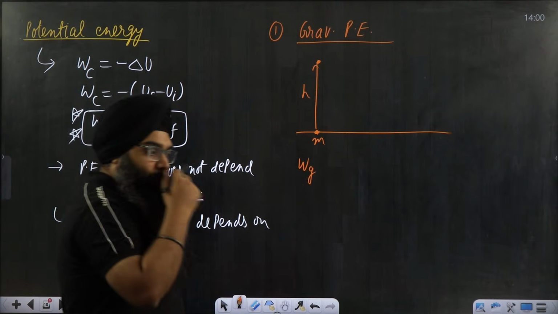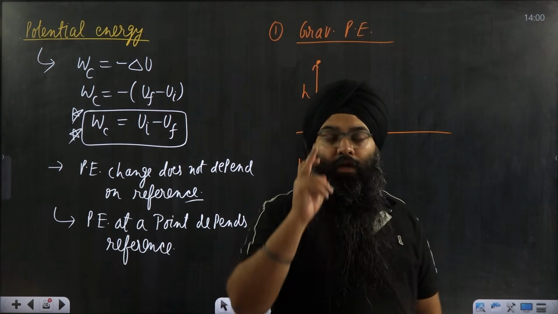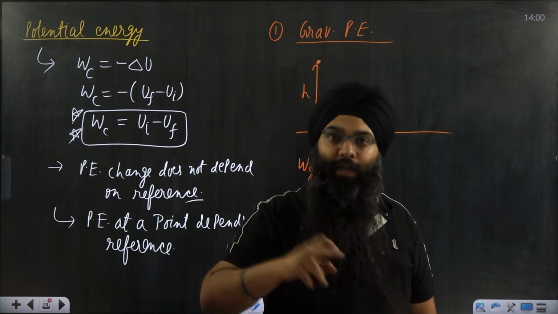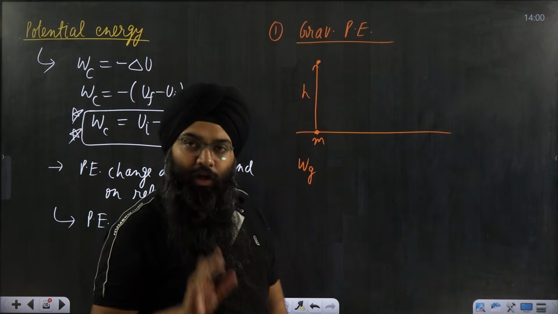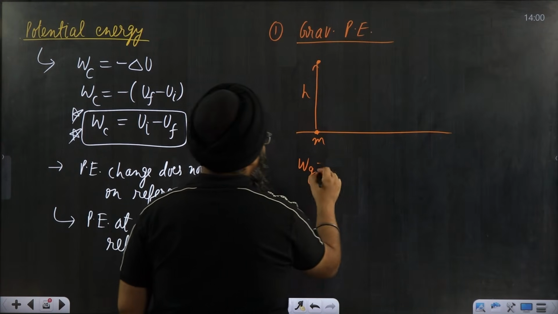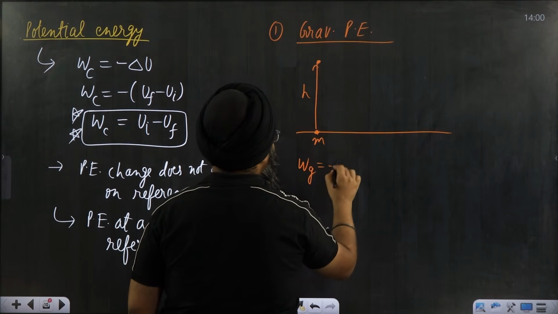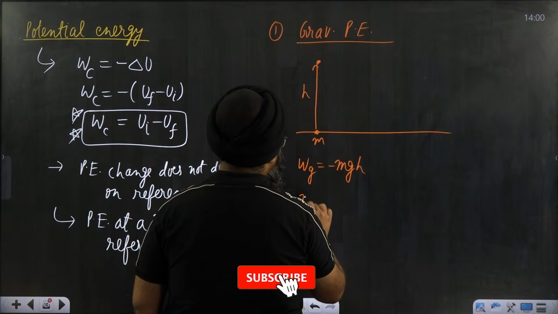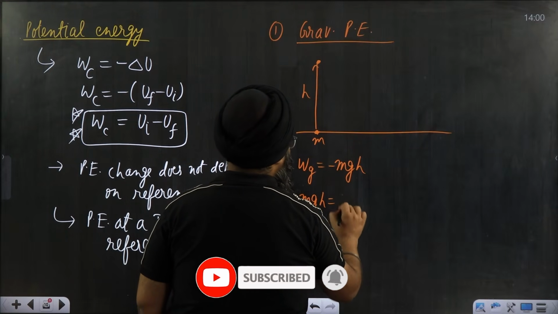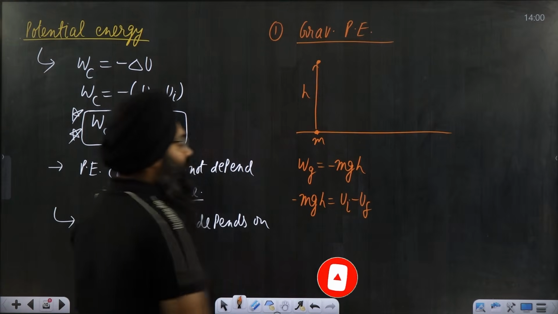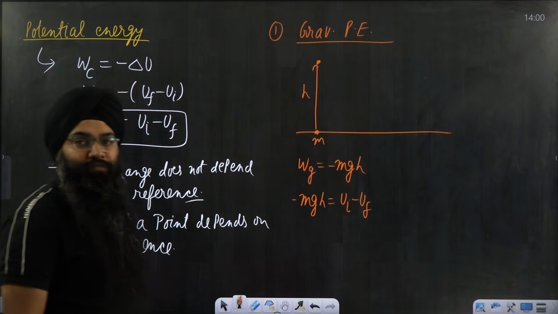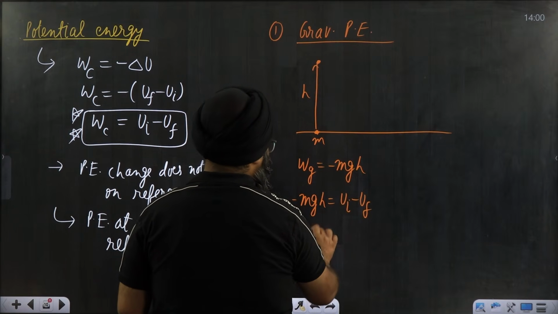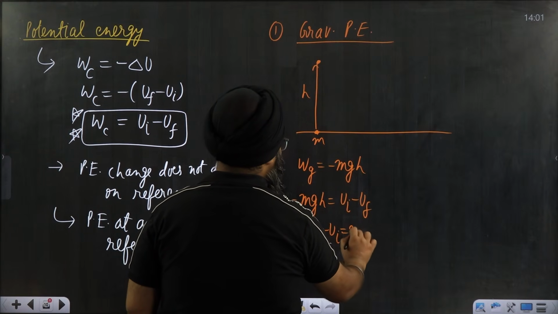I already told you, what was the definition of conservative force? You remember? The work done by the conservative force does not depend on the path. The work done by the conservative force in a closed path is 0, and potential energy is always defined for conservative forces. So work done by the gravity will be what? To take the particle from here to here, the work done will be minus mgh. And by the definition of potential energy, minus mgh is equal to U initial minus U final. So the change in potential energy, U final minus U initial, will come out to be plus mgh.